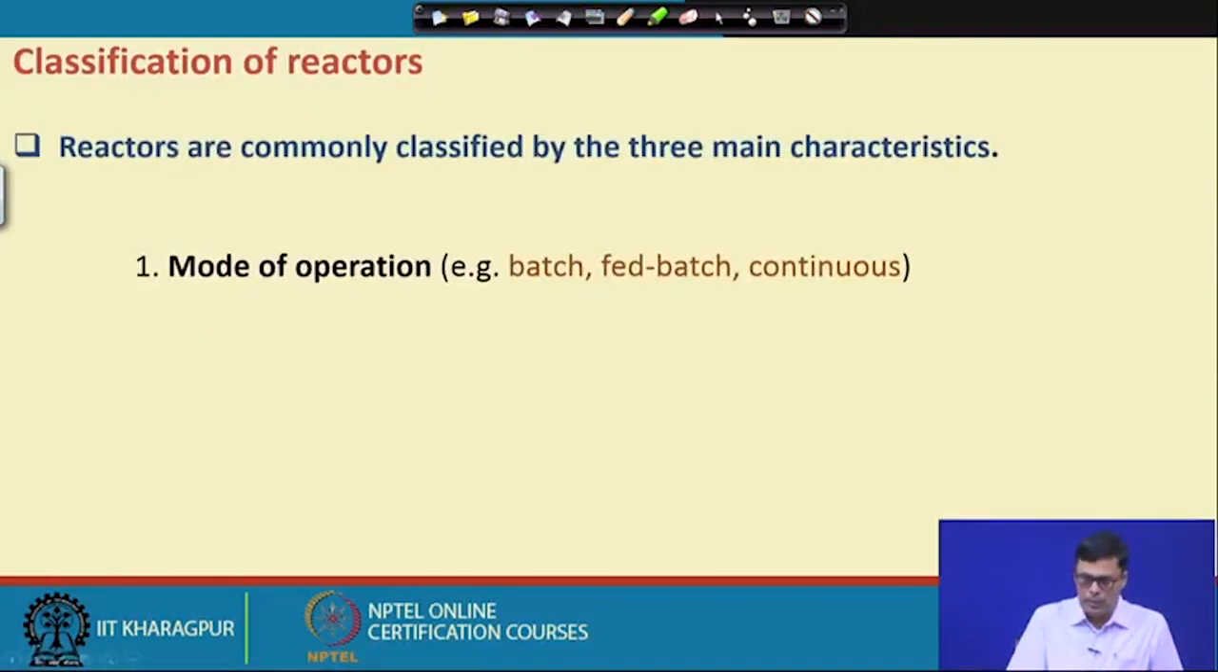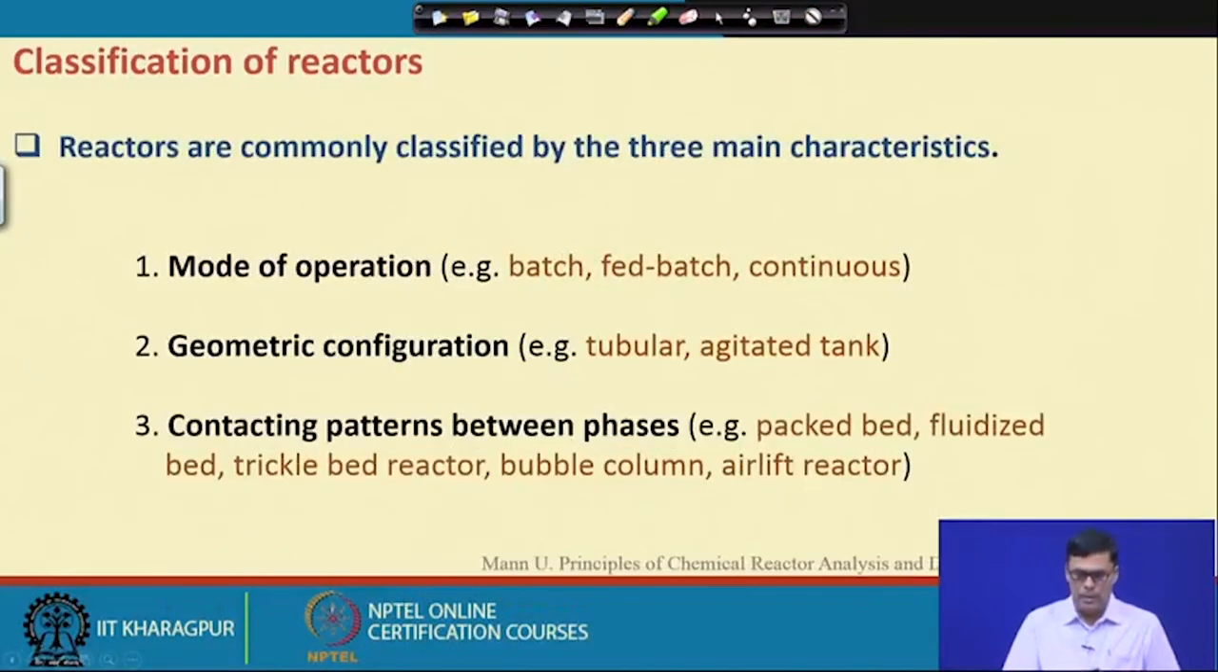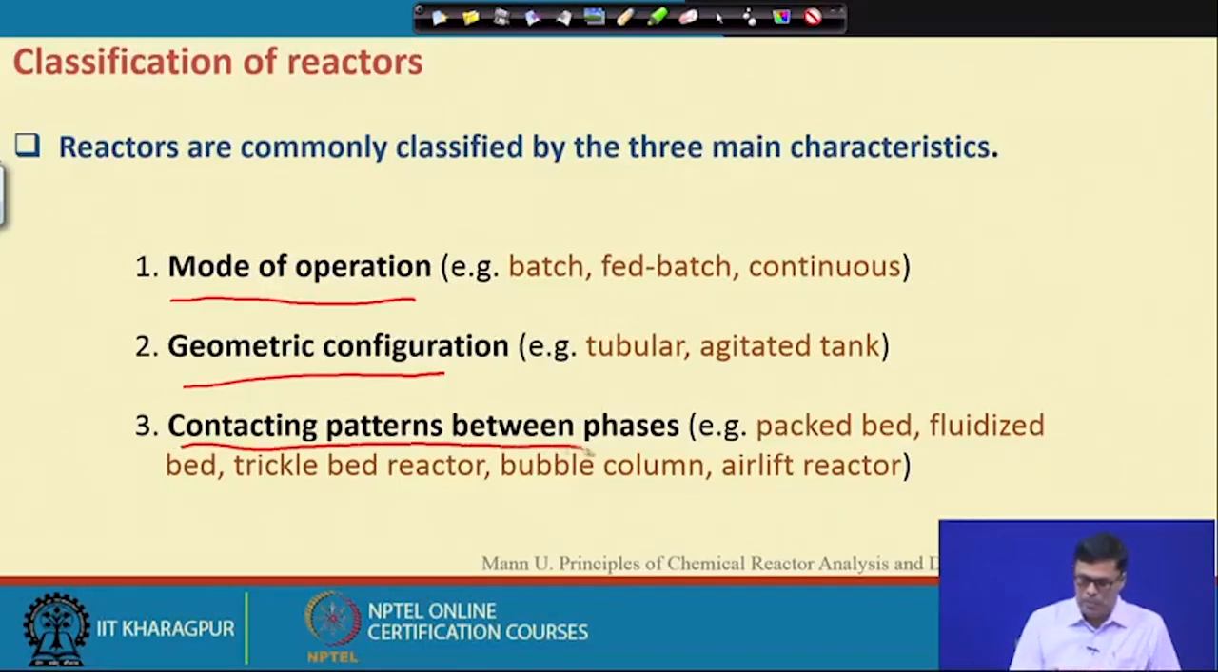Now let us see the classification of reactors. Reactors may be classified in three different ways: by mode of operation, by geometrical configuration, and by the contact pattern between the phases. Mode of operation means we have three different modes: one is called batch process, another is fed batch process, and another is continuous process.